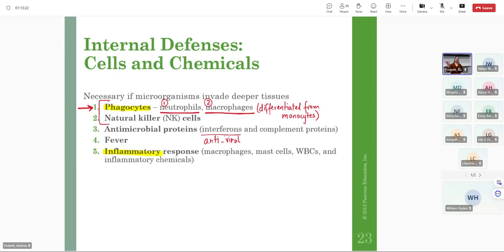So lymphocytes are not your phagocytic cells. They are part of the adaptive response. Monocytes, 3 to 8% or so, right? Which then would differentiate into your macrophages.